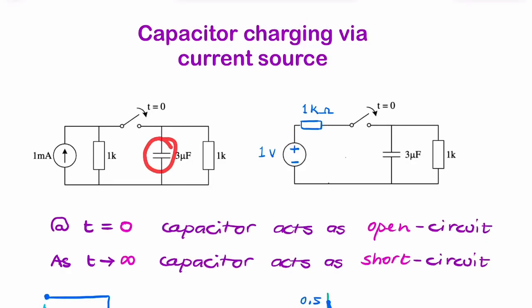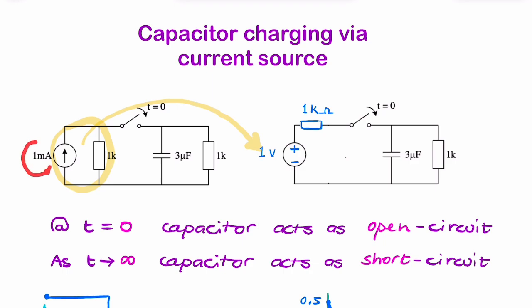Here we have a capacitor and it's charging via a current source. And we want to see the charging characteristics. The first thing I would want to do is to convert the current source into a voltage source so that we can find the initial voltage that the capacitor is charging to.